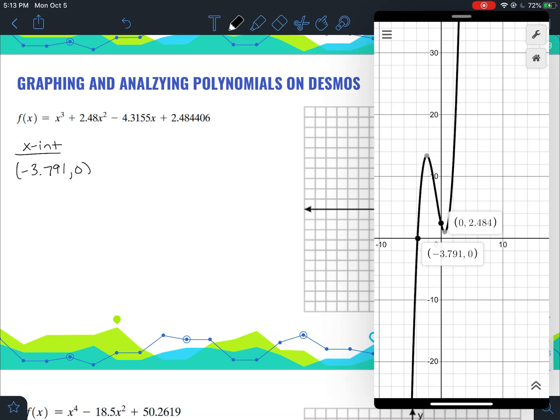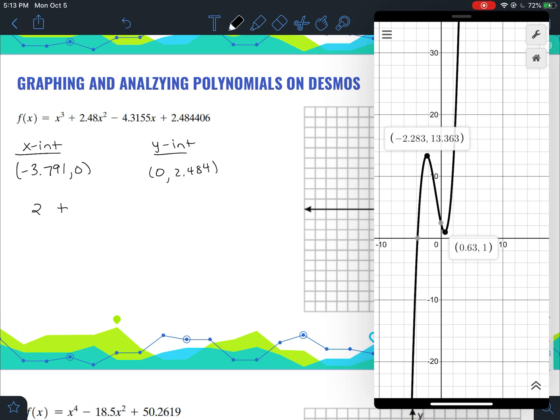at the point negative 3.7910. It has its y-intercept at the point 2.484. It has two turning points. So it has a local max and a local min, so it has two turning points.